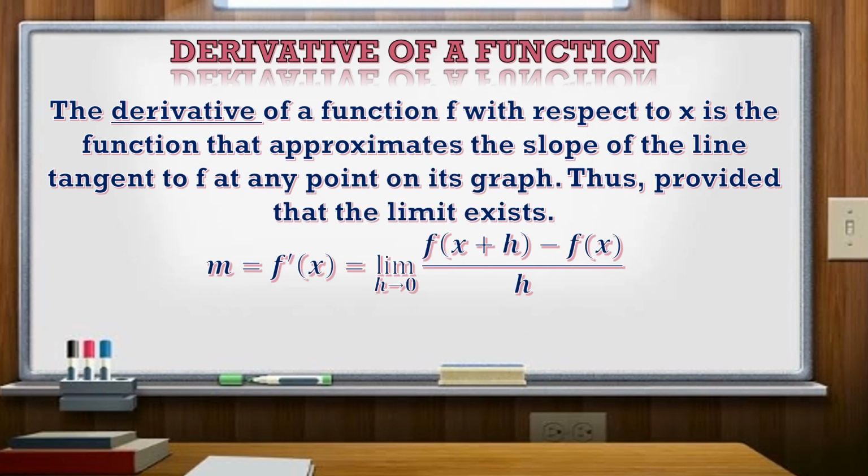So ano nga ba muna yung derivative? The derivative of a function f with respect to x is the function that approximates the slope of the line tangent to f at any point on its graph. So, katulad ng paghahanap ng slope of a tangent of a line to a curve, yung derivative is also approximating the slopes of the line tangent to f at any point on its graph. Thus, provided that the limit exists, we can see that the slope is also the same as the derivative of the function, which is eta.